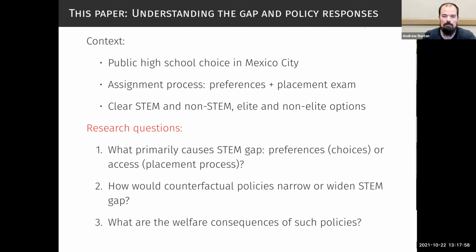First, what is it that's primarily driving the STEM gap in the centralized assignment system? Is it preferences, really choices, right? Or is it access as determined by this placement process? With those results in hand, we can try to understand how counterfactual policies that affect the priority structure primarily would narrow or widen the STEM gap. And finally, what would the welfare consequences of these policies be?